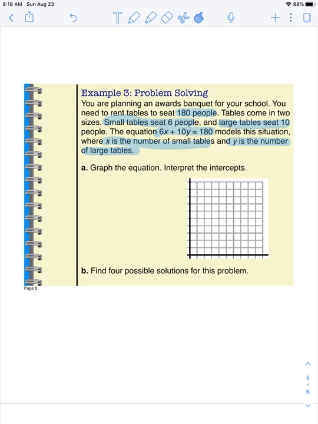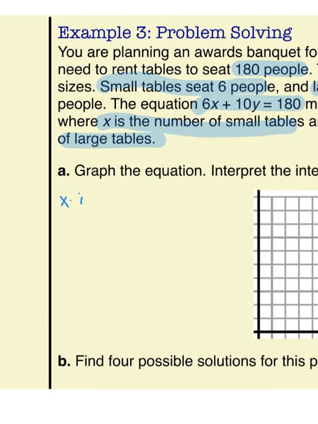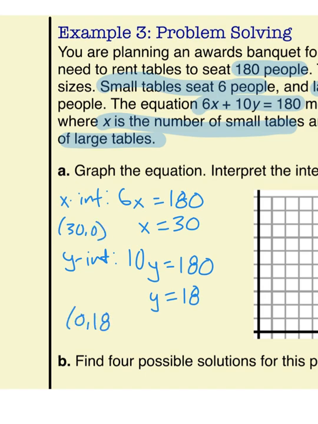So first we're going to find the intercepts. I'm going to set this up the same way we set up example 2. So for the x-intercept, we're going to plug in 0 for y. So I have 6x, and I know 10 times 0 is just going to cancel out, so I'm just going to say 6x equals 180. And then x equals 30. And then for the y-intercept, 6x will cancel out, so I have 10y equals 180. And y equals 18. So now I can plot both the points (30, 0) and (0, 18).